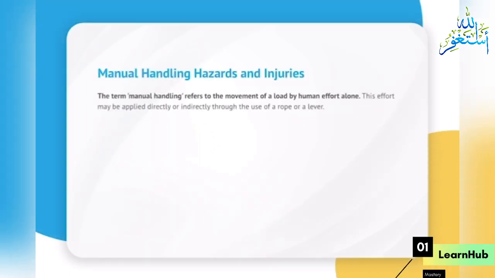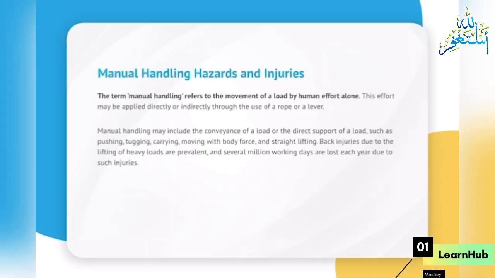Manual handling hazards and injuries. The term manual handling refers to the movement of a load by human effort alone. This effort may be applied directly or indirectly through the use of a rope or a lever. Manual handling may include the conveyance of a load or the direct support of a load, such as pushing, pulling, carrying, moving with body force, and straight lifting. Back injuries due to the lifting of heavy loads are prevalent, and several million working days are lost each year due to such injuries.